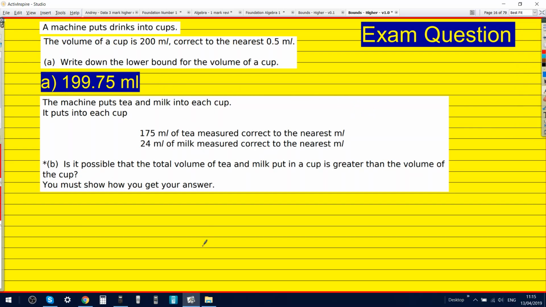Try part B. Yeah, the answer to part A you already got. So the lower bound and upper bound of tea would be 174.5 and 175.5. Then 12.5 for milk, 23.5 and 24.5.